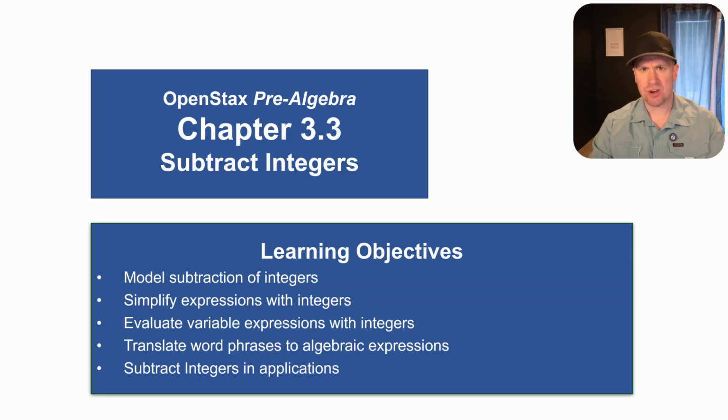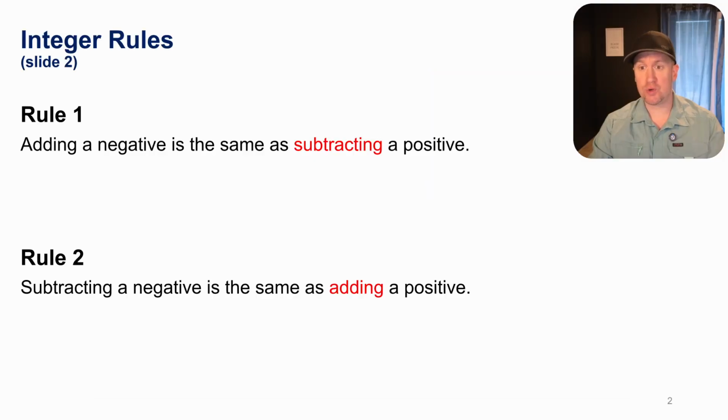So let's go ahead and get started first off with the two rules that I introduced in the previous video, chapter 3.2, covering adding of integers. So these two rules are the following. Rule number one, adding a negative is the same as subtracting a positive. Okay, so what does this rule actually mean?